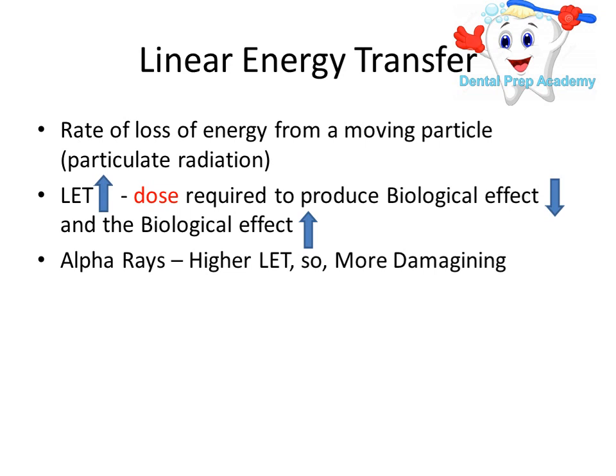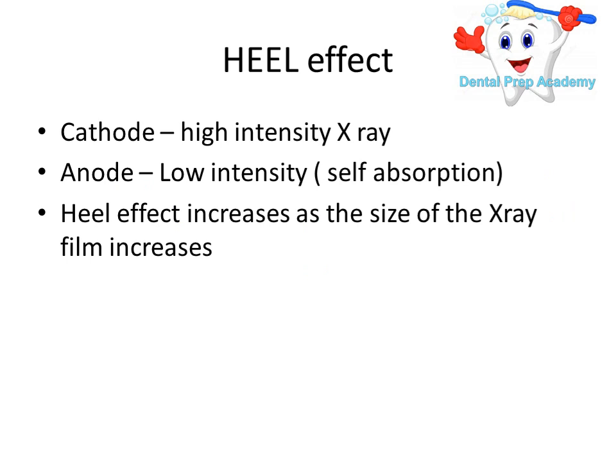Here, basically the moving particle is being stopped by the matter present in its path, and the moving particle will transfer its kinetic energy to the substance which is stopping its movement. So the higher the linear energy transfer, the higher is the biologic effect, and the lesser is the dose required to produce a harmful biologic effect. Now note that alpha rays have a higher LET, so naturally they would be more damaging to the biological system.